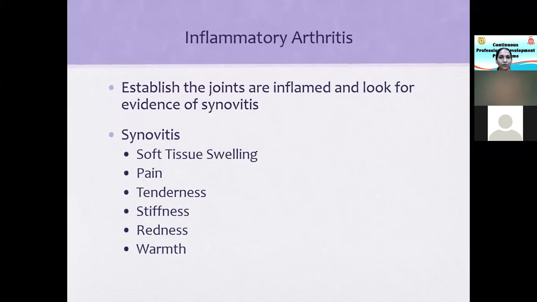When we look at a patient and are thinking, could this be inflammatory arthritis, then we have to establish that the joints are inflamed. Look for evidence of synovitis, soft tissue swelling. When you compare with the bony swelling that you see in osteoarthritis, in inflammatory arthritis the synovitis or the synovial swelling is more soft tissue swelling. There is a boggy swelling. There will be pain and tenderness on palpation, and stiffness of the joints, as well as redness and warmth, indicating that it is inflammatory.